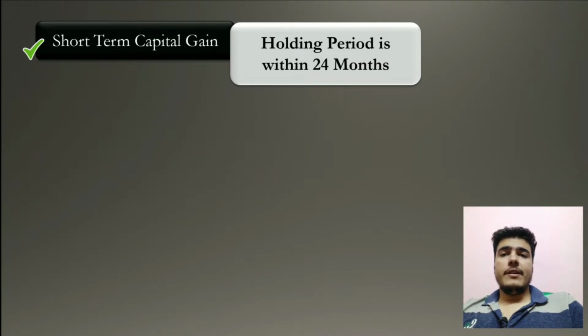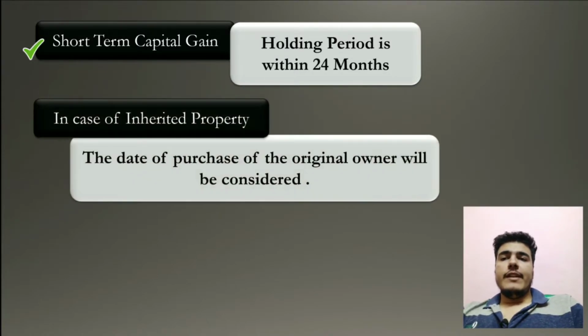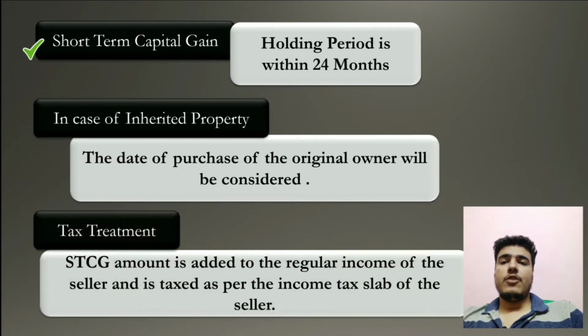Now let's try to understand short term capital gain. The holding period is within 24 months. And what is holding period? Date of purchase to date of sale. In case of inherited property, we have to consider the date of purchase by the original owner, when they purchased that property, not the date of transfer. So that is clear.